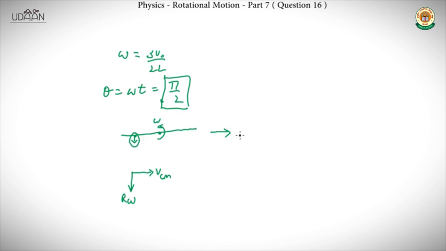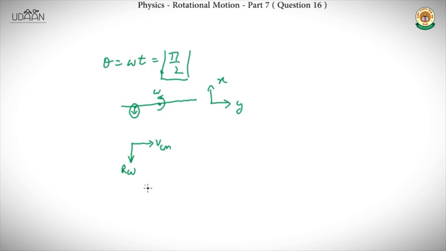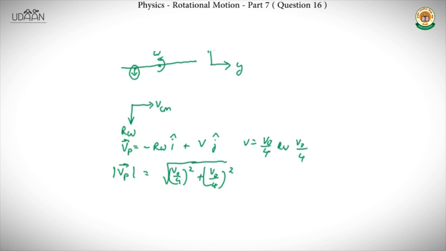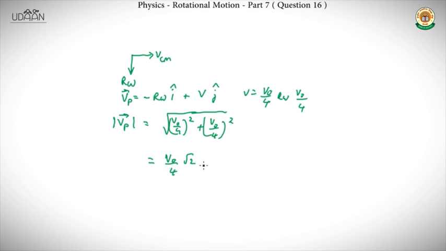Now assuming this direction to be the y direction and this direction to be the x direction, we get the velocity of point P as minus R omega i cap, plus the velocity of the center of mass, which will be V j cap, right? Now we know that V is equal to V0 by 4, and R omega will again be equal to V0 by 4 from our initial calculations. So this will give me the speed of point P as the square root of (V0 by 4) squared plus (V0 by 4) squared, which will be equal to V0 by 4 into root 2, or we can write it as V0 by 2 root 2. This is the required value of the speed of P at time t equal to pi L by 3 V0.